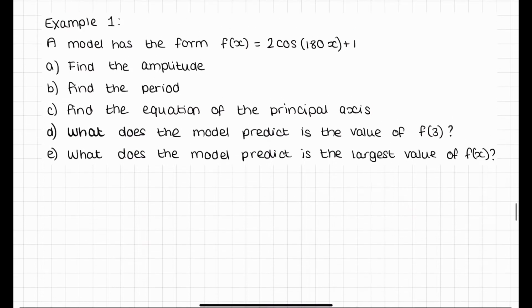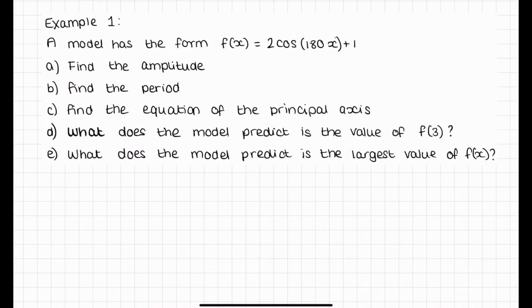So just a couple of examples. The first one, a model has the form f of x equals 2 cos 180x plus 1. First of all, find the amplitude, then the period, then the equation of the principal axis. What does the model predict is the value of f of 3, and then what does the model predict the largest value of f of x? So let's start with the amplitude first. So the amplitude is just the a value.